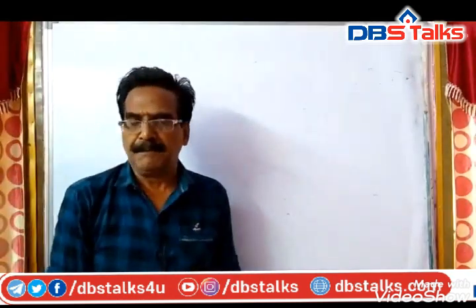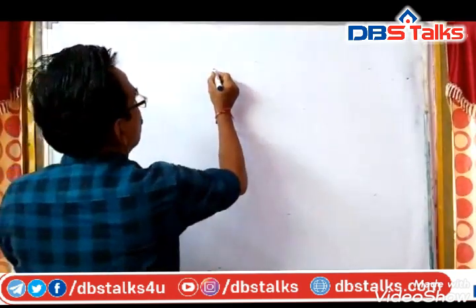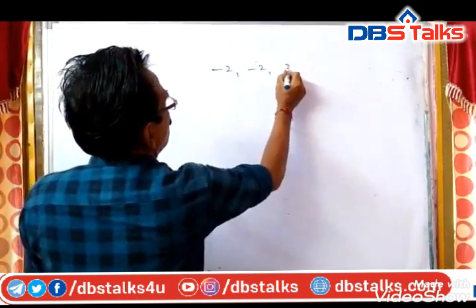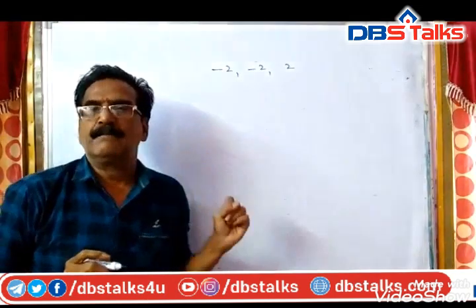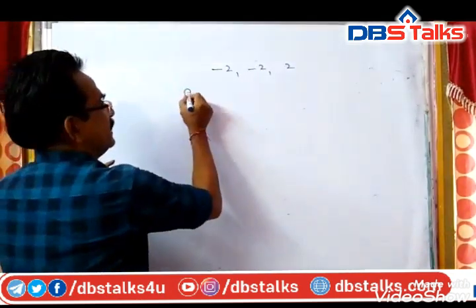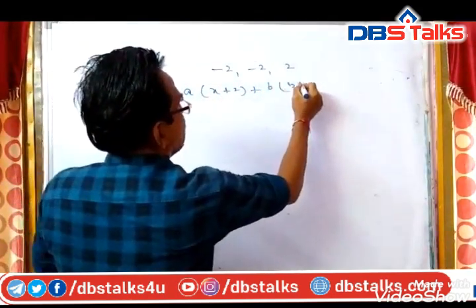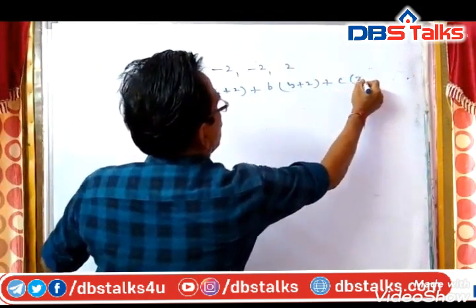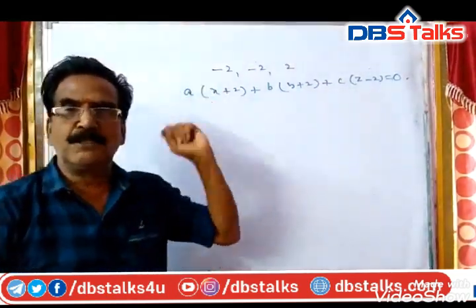Friends, here I give you just an oral explanation because we have done problems of this type. The equation of the plane passing through (-2, -2, 2) can be written as a(x - (-2)) + b(y - (-2)) + c(z - 2) = 0. This is the equation of the plane passing through this point.